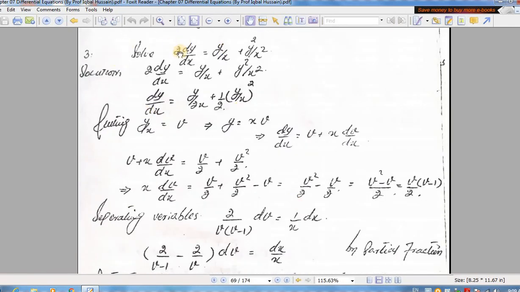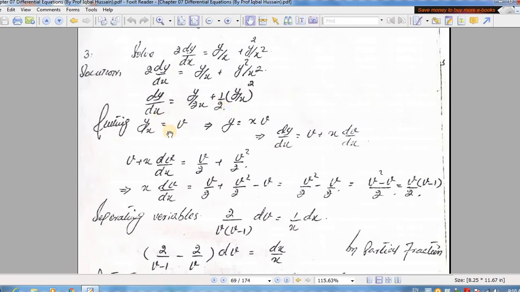Here we have another question: 2 dy by dx is equal to y over x plus y square divided by x cube. This is the question. We can write dy by dx, this 2 will be removed from here and shifted to the other side. Here we see that the given differential equation has been written in terms of y over x, so the differential equation is homogeneous. Now we have to replace y over x by v.